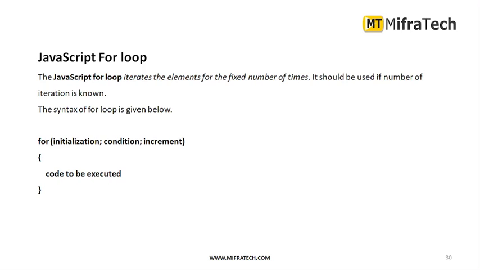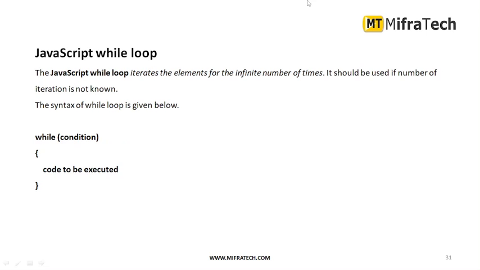The syntax is for, with initialization, condition and increment. For example, initialization a equals 1, the condition a less than or equals 10, then increment a plus plus. It will display the numbers, and the code will be executed that many times.